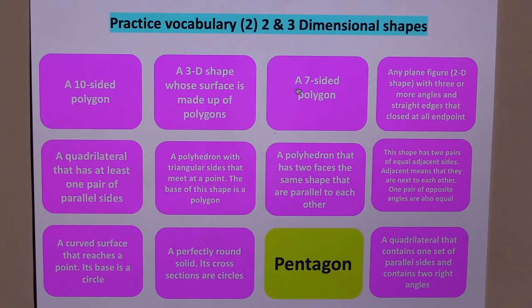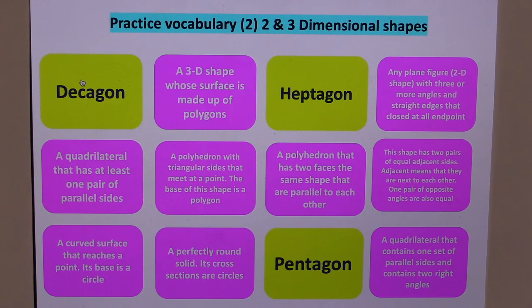A 10-sided polygon. See, this vocabulary is difficult because we don't use these words in our life. Square, rectangle, pentagon, octagon, a little bit, because we see the signs like that. But 7-sided polygon, 10-sided polygon, we don't use these words a lot in our lives. That's why they need extra practice. So this is the third way you can practice vocabulary in geometry class.